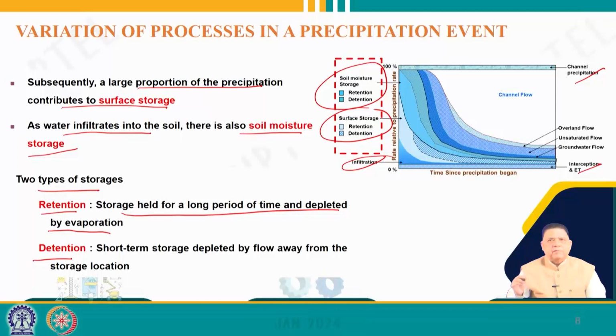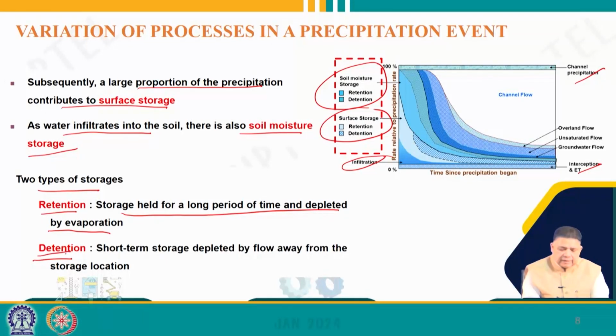As we discussed, when overland flow starts, if there are potholes on the ground, then obviously a part of the overland flow will be stuck there, and that is retained there and gets evaporated or infiltrated. That is, it depletes either by evaporation or infiltration, and it does not become a part of the overland flow.